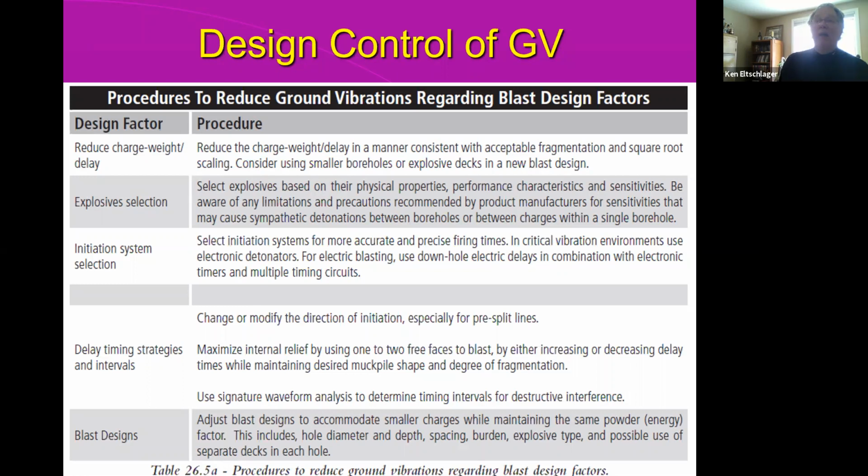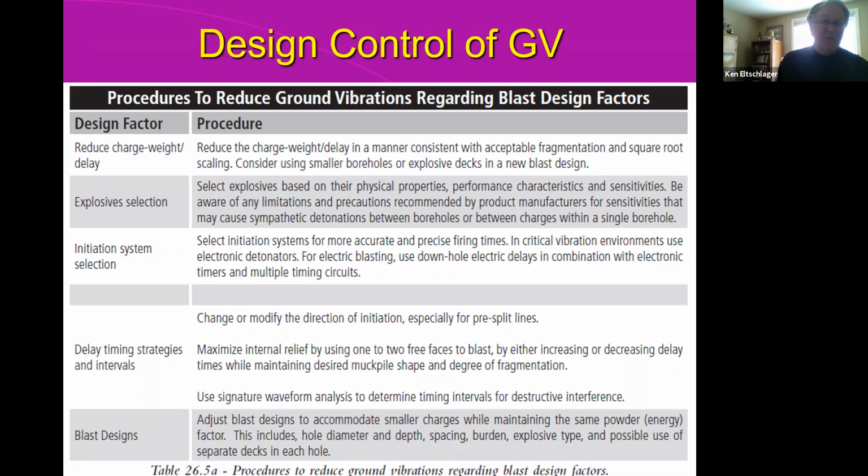In terms of design, things that the blaster can use to minimize adverse effects, certainly reduce the charge weight per delay, which is a primary design element. Can change explosive types. I'm not going to get into detail on these. You do have these in your book, and I would strongly recommend that you review them. But I think, based on what I've given you up until this point in time, hopefully they'll make a lot more sense. Initiation system selection. It's important to get the accuracy that's needed. Obviously, in more critical areas, electronic detonators in particular are going to be much more accurate than the pyrotechnical detonators of non-electric or electric systems.